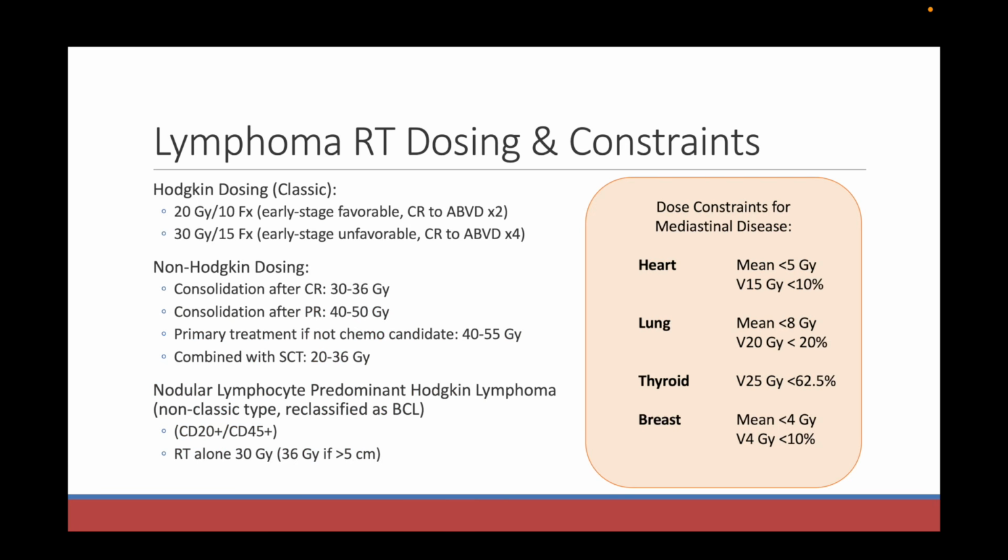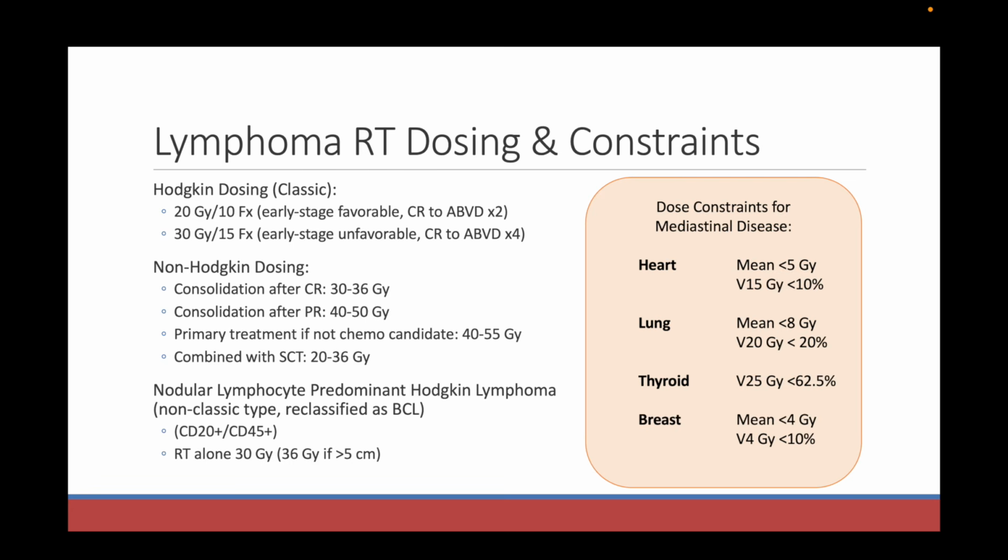Some dosing and dose constraints. So we kind of already went through this, but the classic Hodgkin lymphoma dosing that we think about, 20 gray in 10 fractions for early stage favorable that have a complete response to 2 cycles of ABVD. And if they are early stage unfavorable, we give them 4 cycles of ABVD, and we do 30 gray in 15 fractions if they have a complete response.